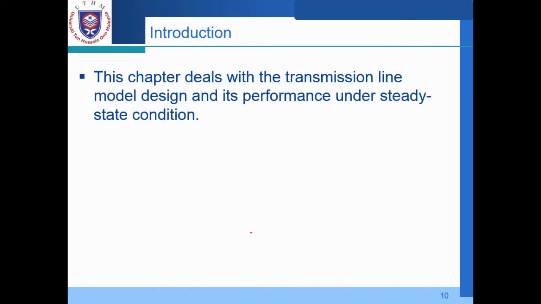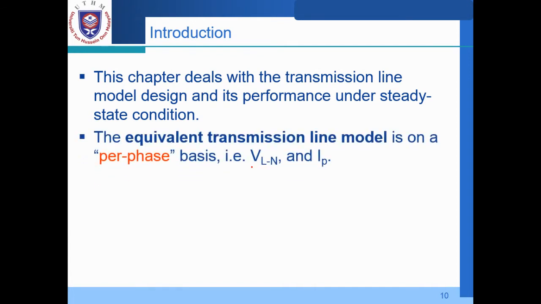This chapter deals with the transmission line model design and its performance under steady state condition. The equivalent transmission line model is on a per phase basis. So this is per phase basis, or single phase analysis. For example, we have the phase voltage, or per phase voltage, which is V line to neutral, as well as I_P or I phase. All equivalent transmission line models are again based on per phase.